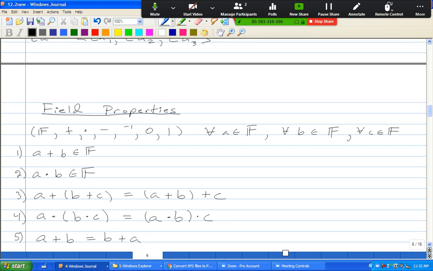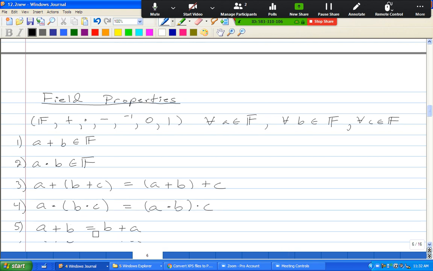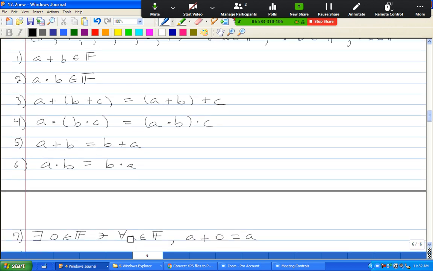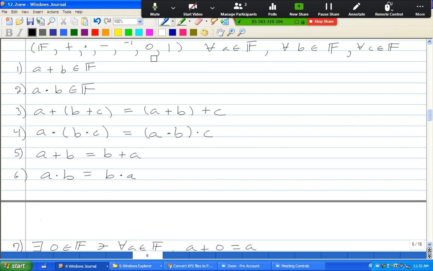In addition to that, I have the commutative property of addition: A plus B is equal to B plus A, and the commutative property of multiplication, that A times B is equal to B times A. I also have, well, the existence here, this nullary operation.